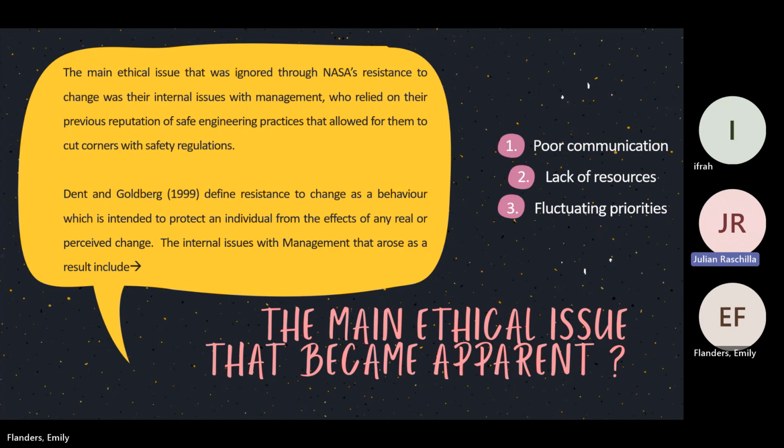Van Tonder highlights the ethical changes that took place in NASA's management that became apparent through the resistance to change. Poor communication was a major factor in NASA's Columbia disaster, as well as their disregard for employees and their poor implementation of safety strategies.